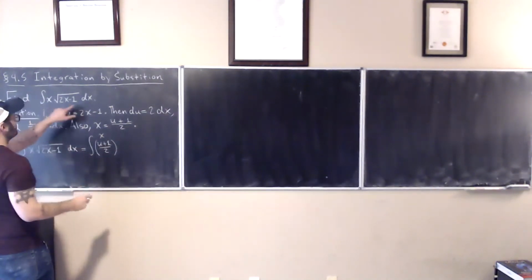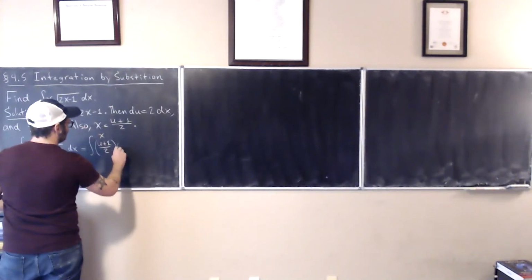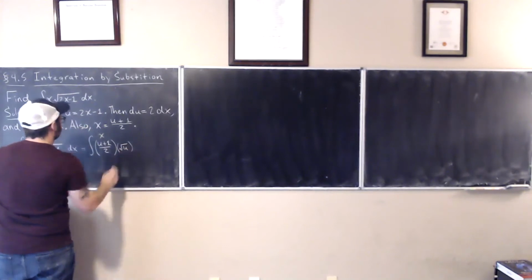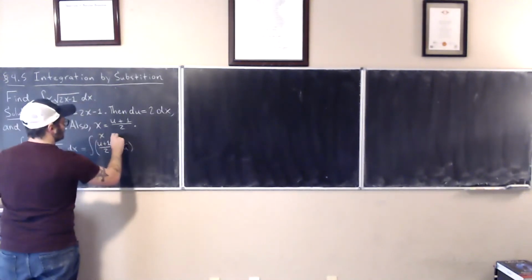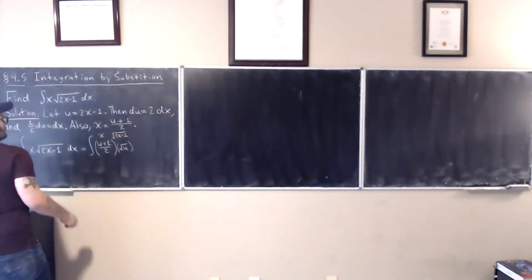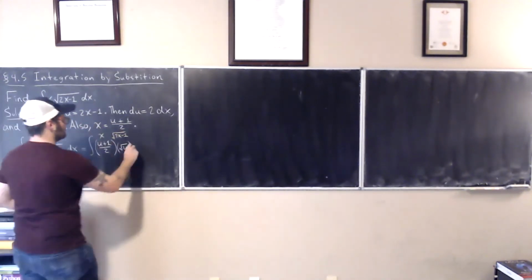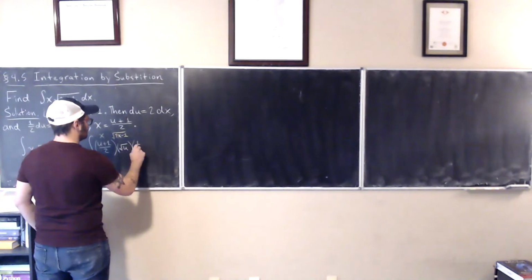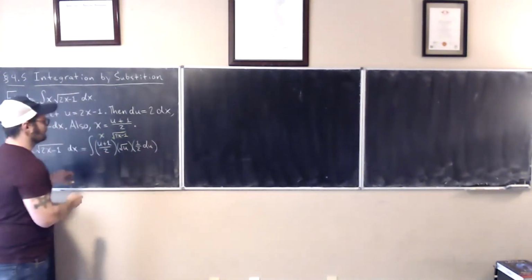And then I have root of that, but that in terms of u is just root u. And then dx, so this is root 2x minus 1 right there. And then dx is really 1/2 of du. So that would be my dx.